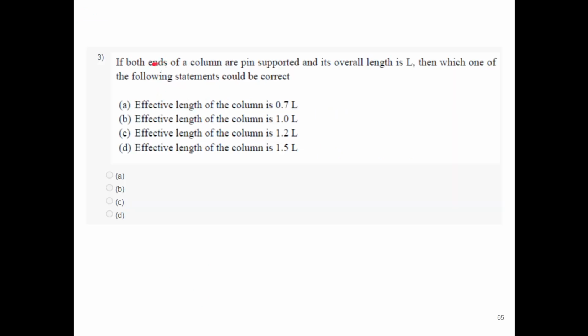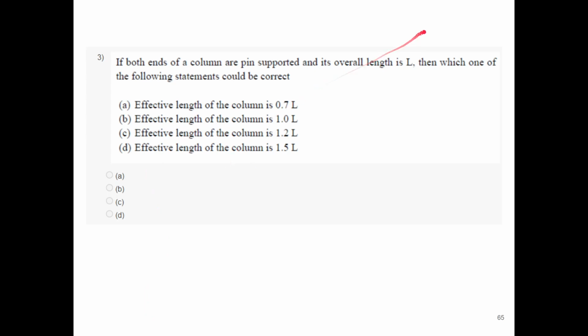Third question, if both ends of a column are pin supported and its overall length is capital L, then which one of the following statements could be correct? A. Effective length of the column is 0.7 L. B. Effective length of the column is 1.0 L. C. Effective length of the column is 1.2 L. Or D. Effective length of the column is 1.5 L. So which one will be the correct one?